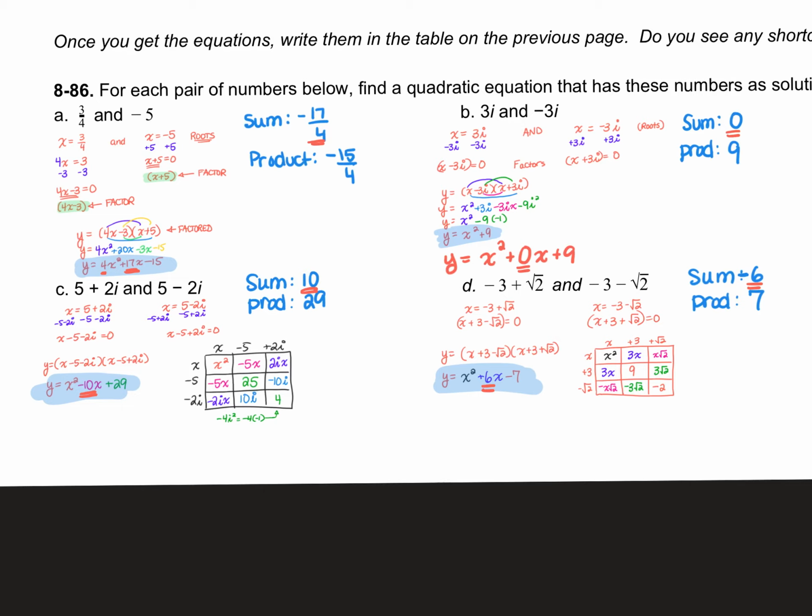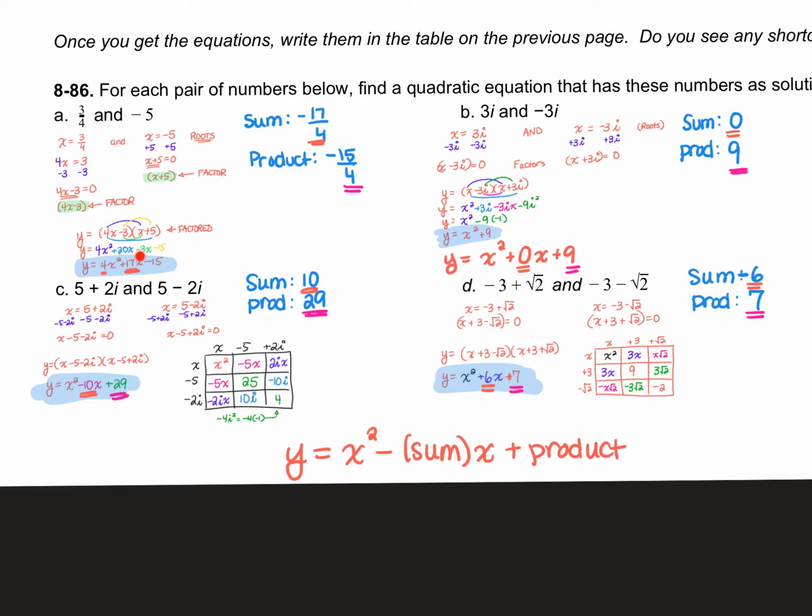What about your product? So your product, again, looking at each of these, product is 9, your constant term is 9. Product is 29, your constant term is 29. Product is 7, your constant term is positive 7. I wrote that wrong, I apologize. So hopefully what we're seeing is this. You're seeing that the middle term is the opposite of the sum, and the last term is the product of the two numbers.